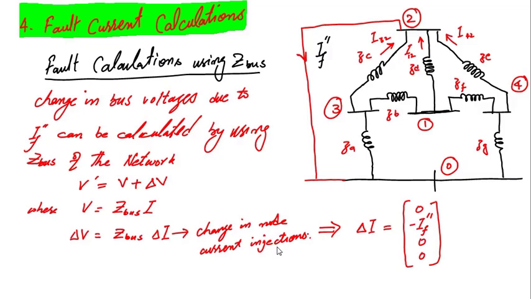As there is no change in current injection at bus number 1, it is 0. Yes, there is a new current injection at bus number 2, that is minus IF double dash. And then we have no change in current injection at bus number 3. Similarly, no change at bus number 4. So here the change in current injection at bus number 2 is minus IF double dash.